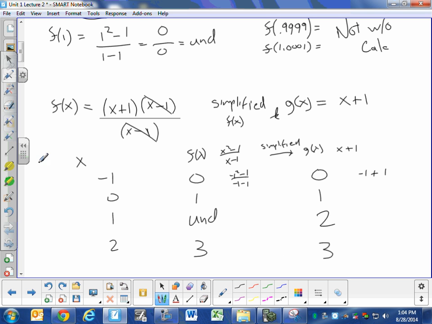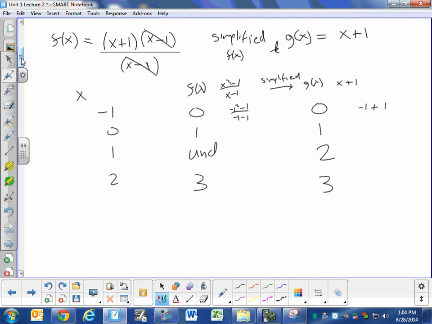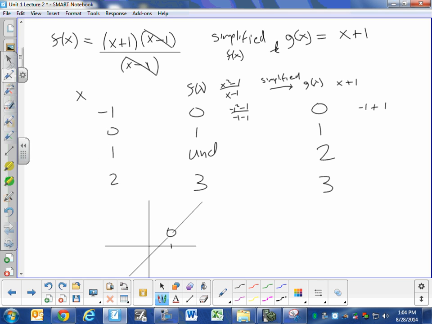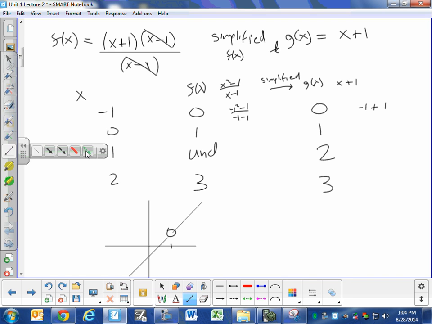Turns out, if I graph f of x, f of x will have this hole at above 1. That's f of x. But if I graph the simplified f of x, g of x will lie on top of f of x. It will mimic f of x everywhere, and it will fill in my hole.